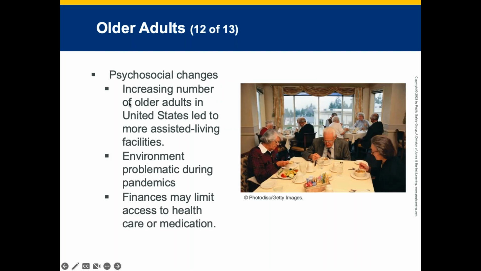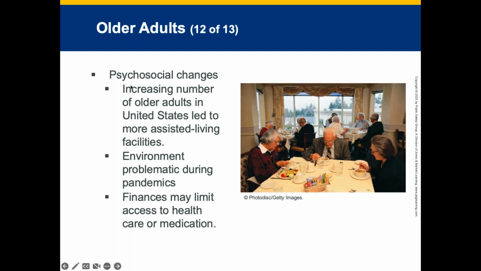Some psychosocial changes: the increase in the number of older adults in the United States as the result of the baby boom of the 1940s to 1960s has produced a need for more assisted living facilities. Right? Disease transmission in these environments may be particularly problematic during times of pandemic, like influenza or COVID-19, and financial limits may restrict access to healthcare and medications. We see a lot of that now.